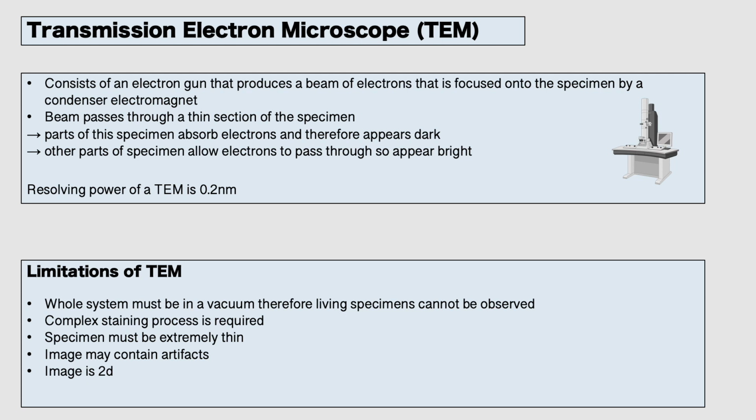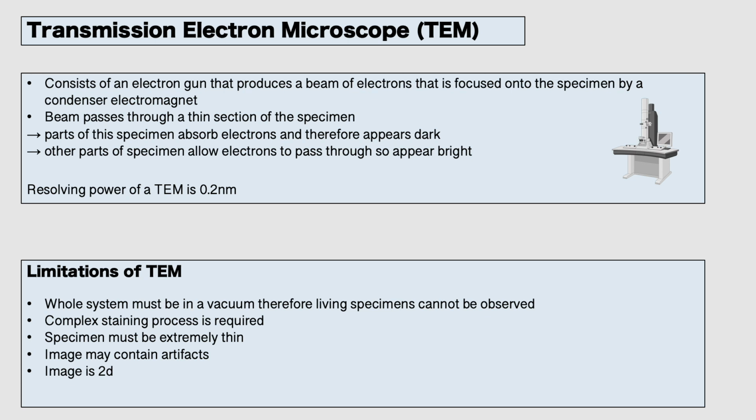Firstly, the whole system must be in a vacuum, therefore living specimens cannot be observed. Also, a complex staining process is required, and the specimen must be extremely thin. The image may contain artifacts, which are basically mistakes like air bubbles and things visible that aren't the specimen itself and shouldn't be there. And finally, the image is 2D.